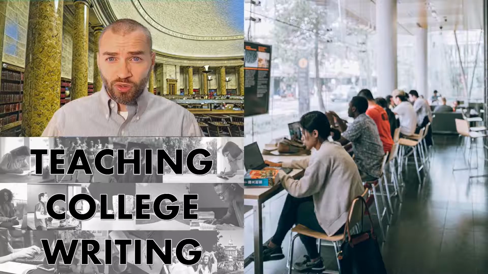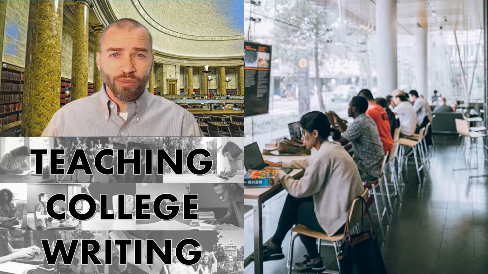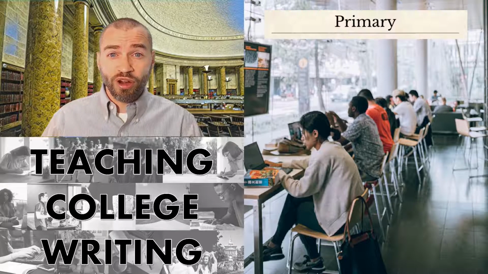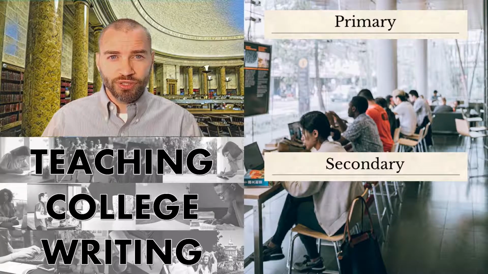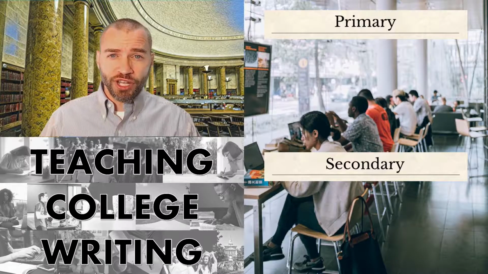When researching, you'll quickly discover that there are all kinds of different resources where you can gather information about your research topic. One of the most important distinctions you'll need to learn is the difference between primary and secondary sources. Those words are already suggestive.